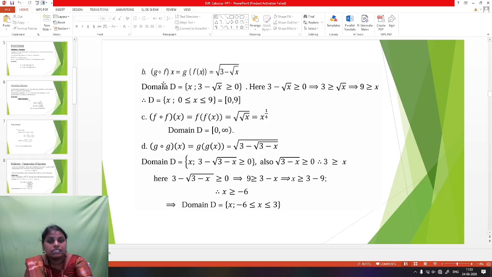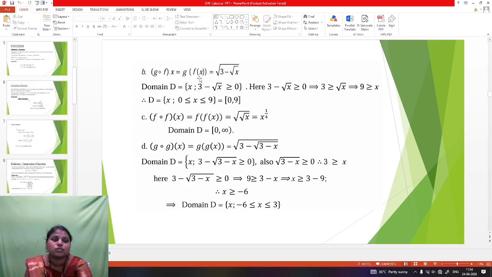Next one, g composite f of x. By definition, g of f of x equals root of 3 minus f of x. Here f of x is root x, so g of root x is root of 3 minus root x. The domain D is x such that 3 minus root x is greater than or equal to 0.